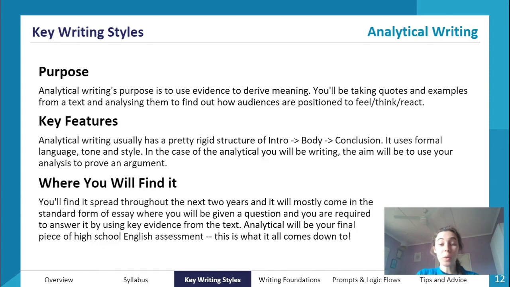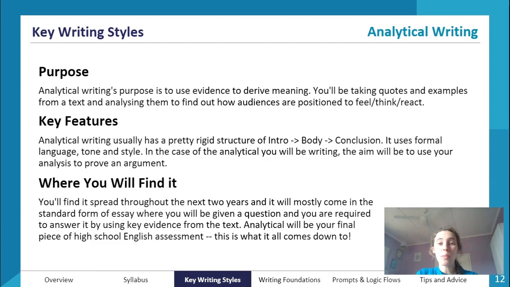So it's usually got a pretty rigid structure, analytical writing. You have an introduction, a body, and a conclusion. And your body consists usually of three paragraphs with your three points that support that thesis that you'll have woven throughout. So it uses formal language, tone, and style. And in the case of the analytical you'll be writing, the aim will be to use your analysis to prove an argument. And you may be wondering what argument is it?